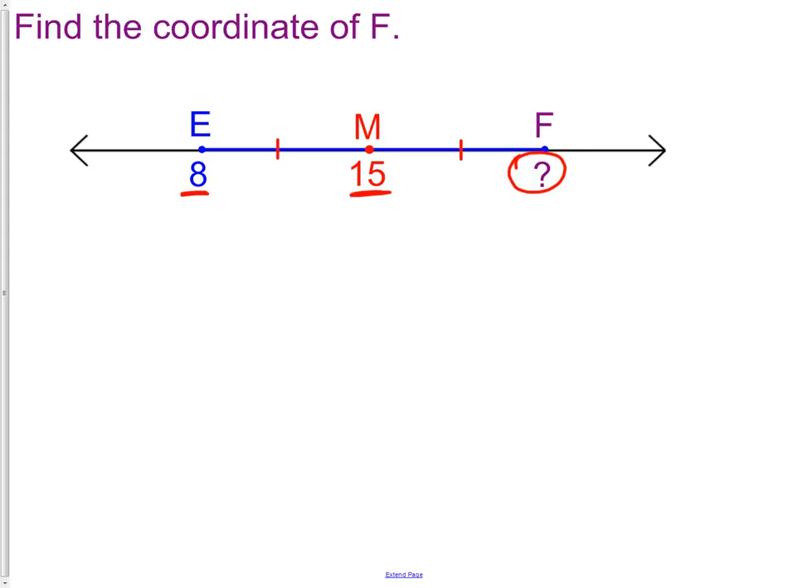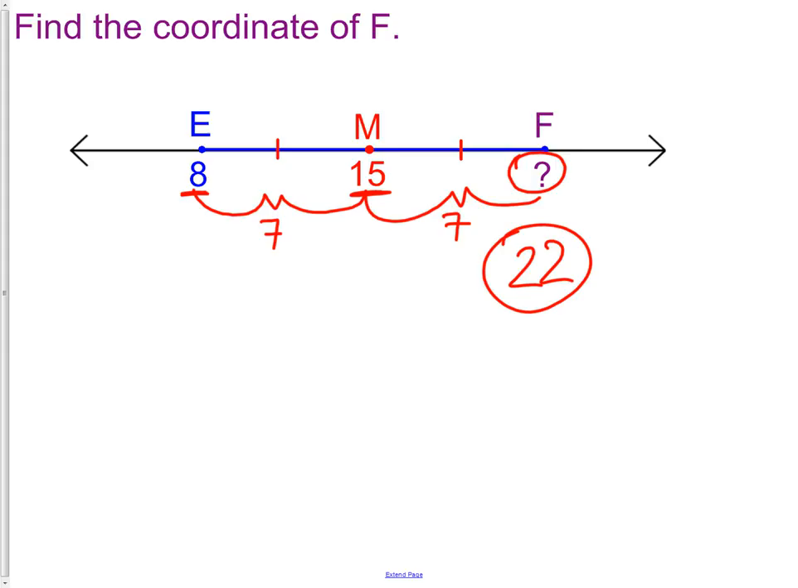The simplest way to do this is to calculate how far it is from one endpoint to the middle. And we can see that distance is 7. Well, since M is a midpoint, then it must be true that the distance from the midpoint to the other endpoint must be 7. Now do you know what the coordinate of F should be? If you said 22, you are correct. 15 plus 7 equals 22.